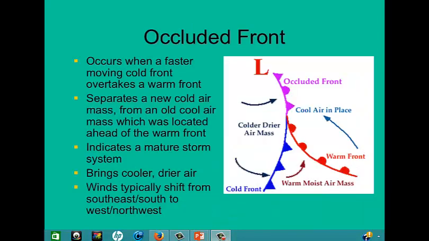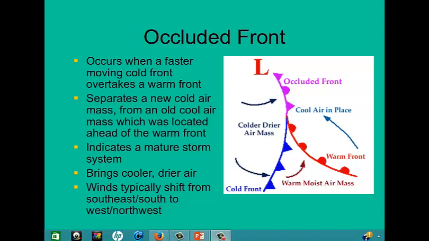The third type of front is the occluded front. This occurs when a faster moving cold front overtakes a warm front and creates almost a wedge if you were to look at it from the side view. It separates a new cold air mass from an old cool air mass, which was located ahead of the original warm front. As you can see in the diagram, the occluded front is indicated in purple, and it shows intermingling triangular and semicircle symbols moving in the same direction.